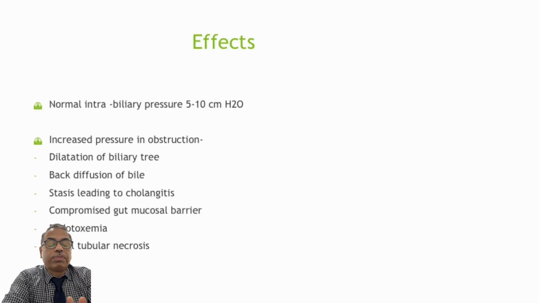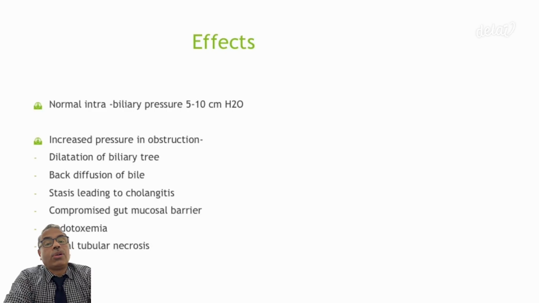Whenever the intraductal pressure in the biliary tree increases beyond 15 centimeters of water because of mechanical obstruction to the flow of bile, this would obviously lead to dilatation of the proximal part of the common bile duct. If the obstruction is not relieved, this dilatation may also extend into the hepatic ducts and into the intrahepatic biliary radicals because of back pressure.